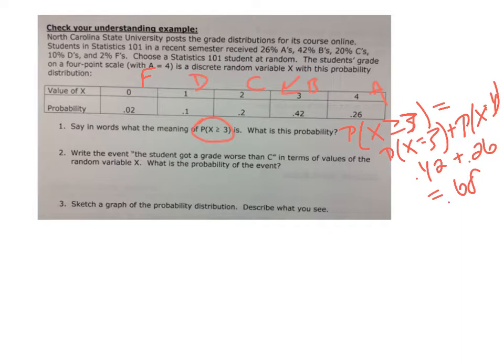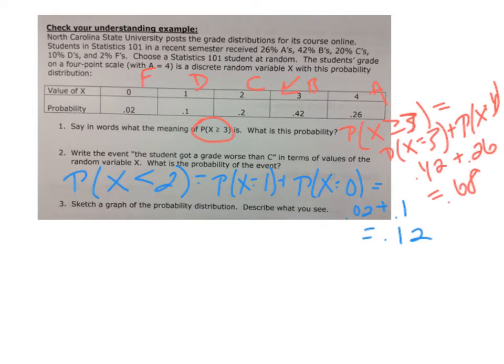So number 2 says, write the event the student got a grade worse than C in terms and values of the random variable. So what is the probability of the event? Well, the student got worse than a C. So not a C, but worse than a C. So now I'm looking for the probability that X is less than 2, because I want worse than a C. That's going to be my probability X equals 1 plus my probability X equals 0, which gives me 0.02 plus 0.1, which gives me 0.12. So that is my probability that they got worse than a C.